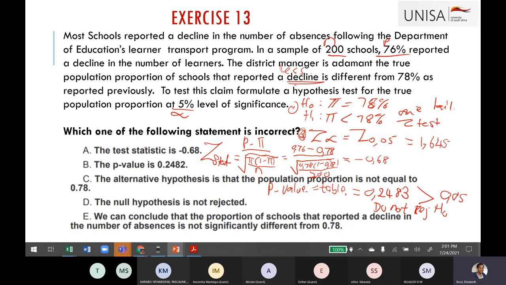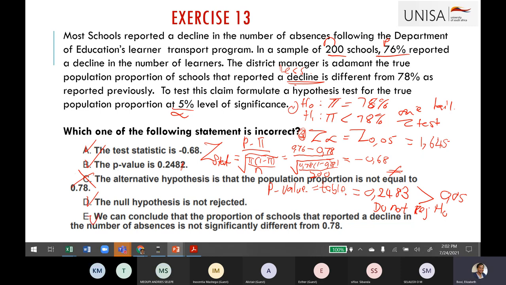The first question was, the test statistic is negative 0.68. You've calculated it, that is correct. The p-value is 0.2482 anyway. So maybe it's a typing error with the last digit. That is the correct answer. C, the alternative hypothesis is that the population proportion is not equal to 0.8, but I know that they said it's a decline. So it cannot be a two-tail because it says it's not equal. Therefore, they are saying it is a two-tail. D, the null hypothesis is not rejected. I just made that conclusion. It says do not reject the null hypothesis.